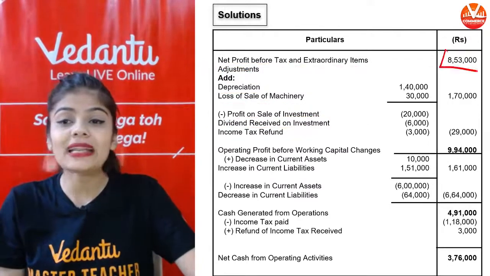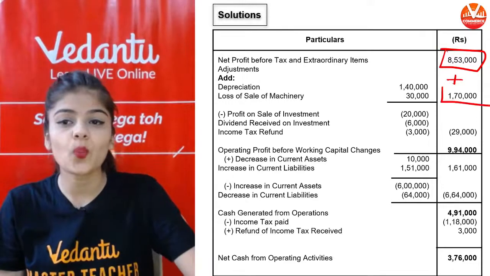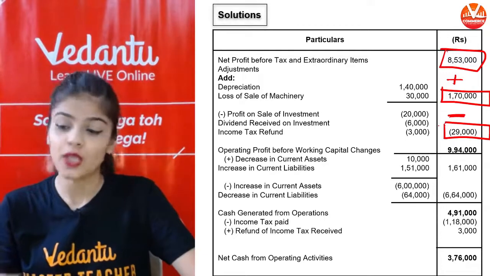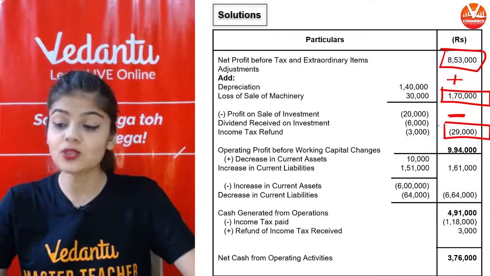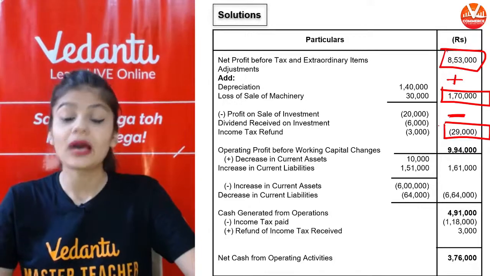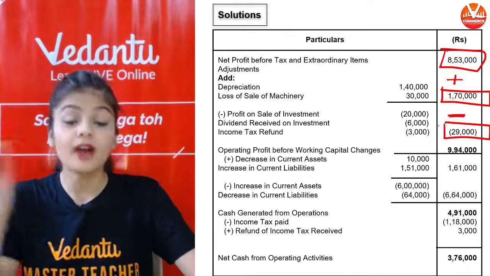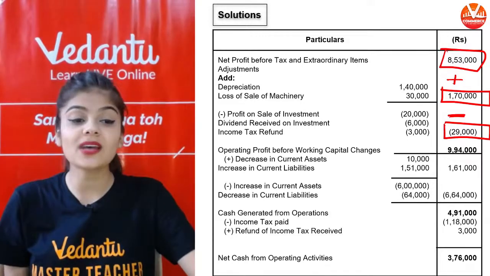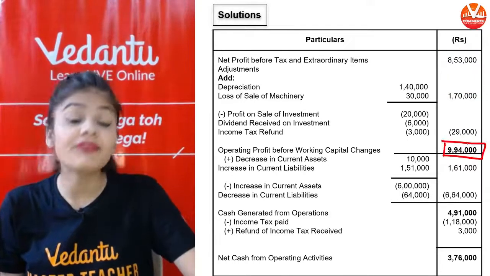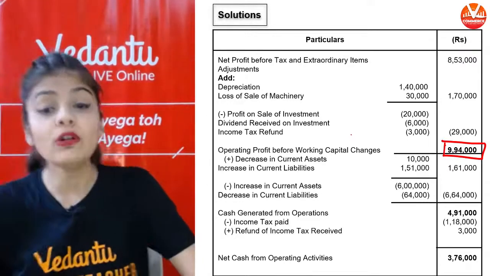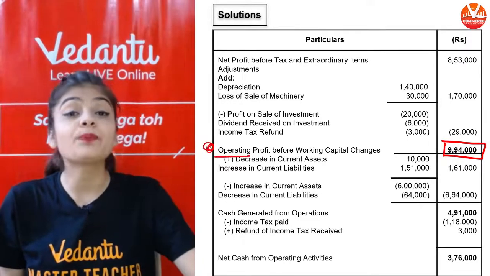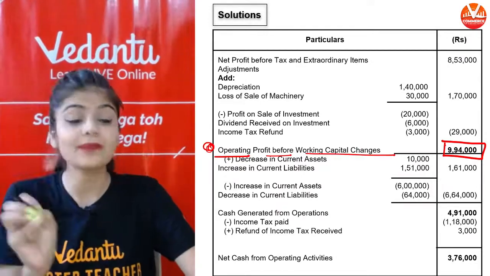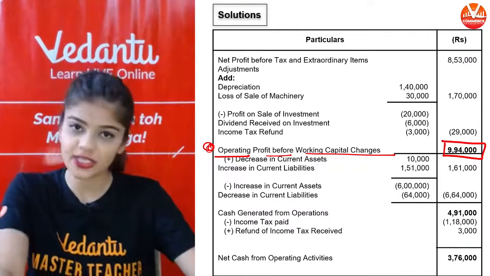So in 8,53,000, you will add 1,70,000 and you will subtract 29,000. So 8,53,000 plus 1,70,000 is 10,23,000, from which you will subtract 29,000. So the answer is 9,94,000. Now this is your operating profit before working capital changes.